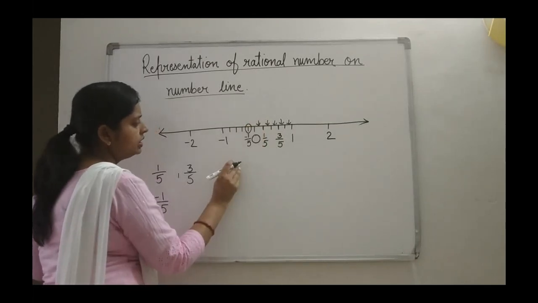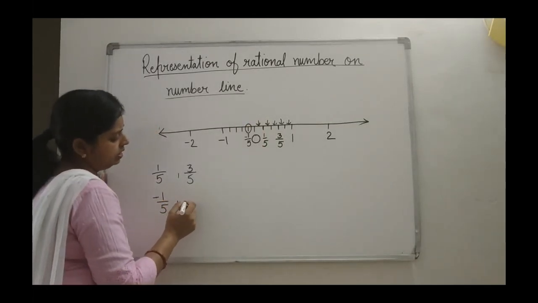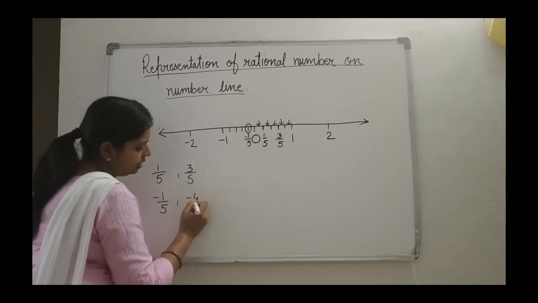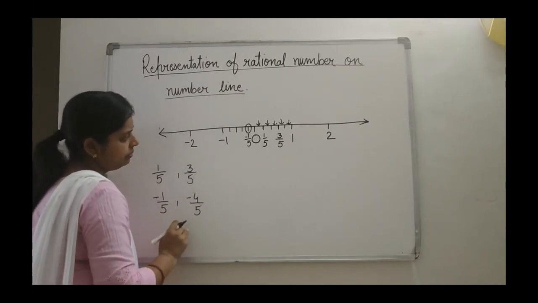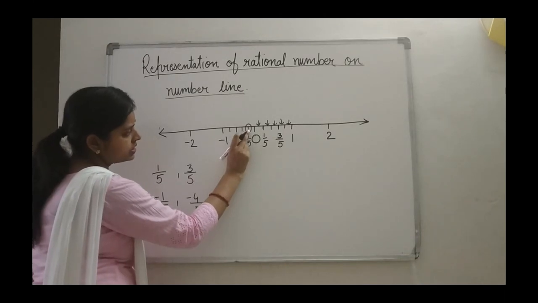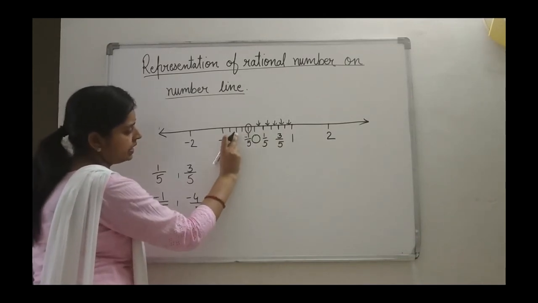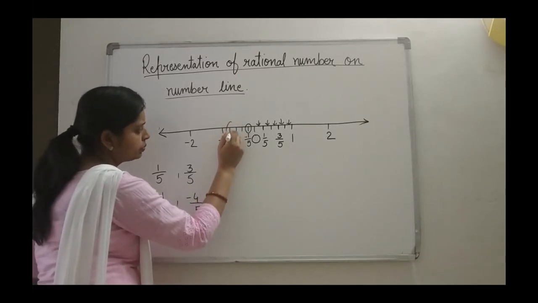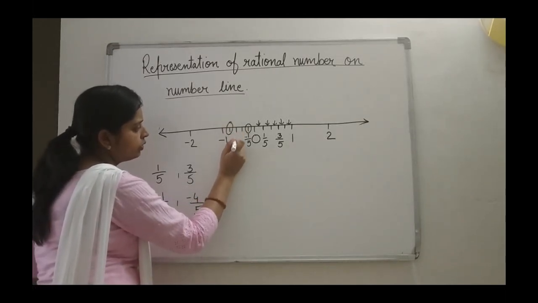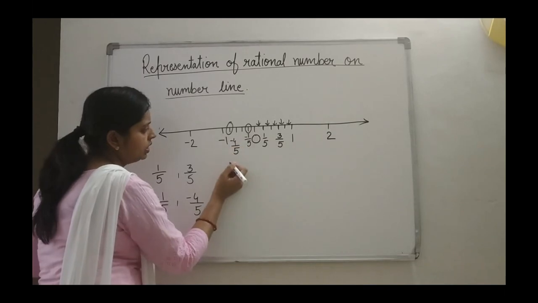First one, right? And again, if it has been asked for minus 4 upon 5, same thing. Again, see the fourth position. This is first, so minus 1 upon 5. This is minus 2 upon 5. This is minus 3 upon 5. And the fourth position will be minus 4 upon 5. Okay.